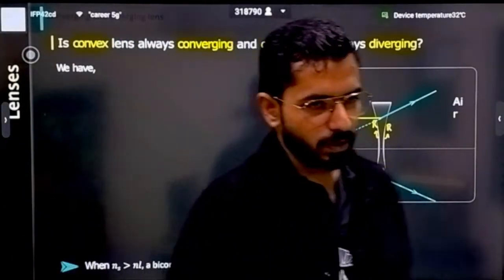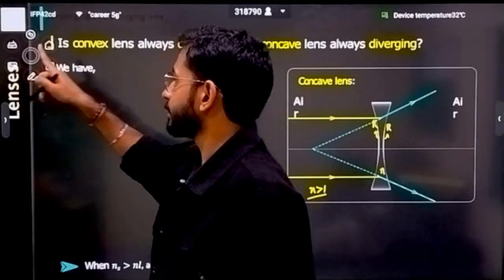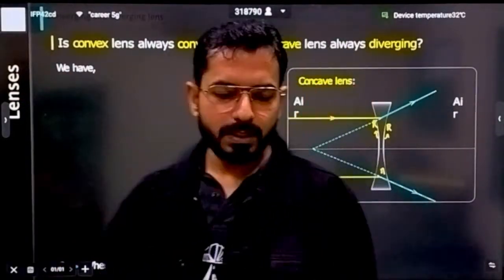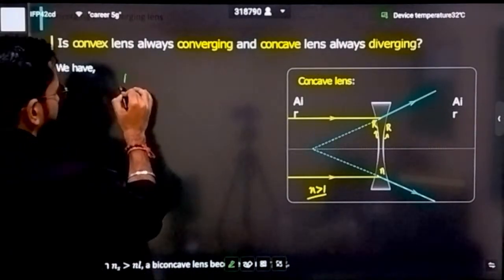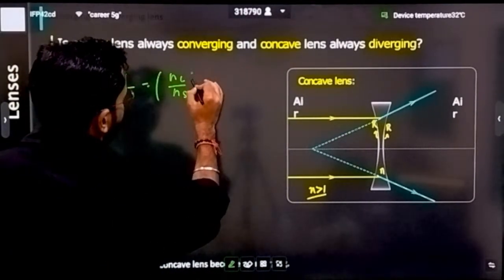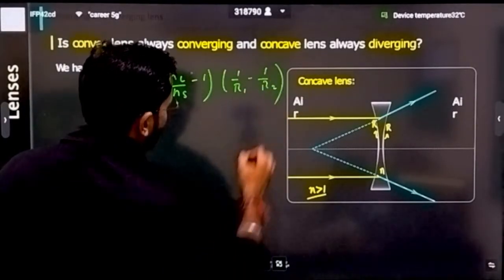Now let's see the case of concave lens. What is happening in the case of concave lens? Let's understand. Let's again take a biconcave lens and try to understand. What is the formula? 1 by f is equal to n of lens divided by n of surrounding minus 1, times 1 by r1 minus 1 by r2.